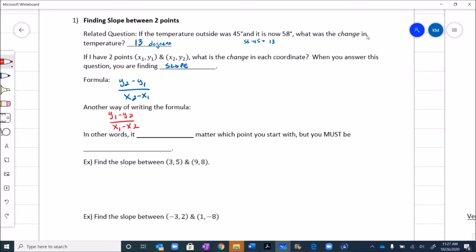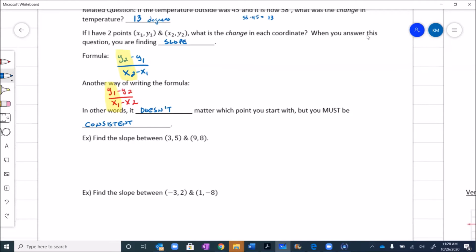Okay, in both cases, notice that the important part is that you have the same x and y from their coordinates written first. Okay, so it really doesn't matter which direction you write it in. But you must be consistent. Okay, if I start with y2 first, then I have to start with x2. If I start with y1 first, then I have to start with x1. Okay, so let's look at some examples.